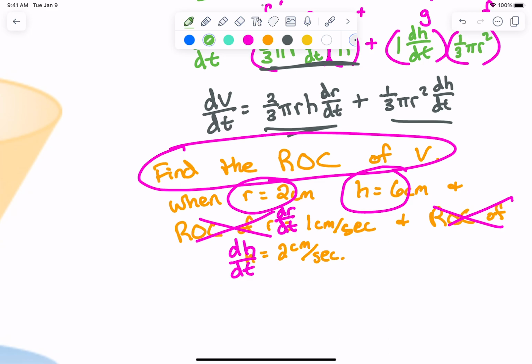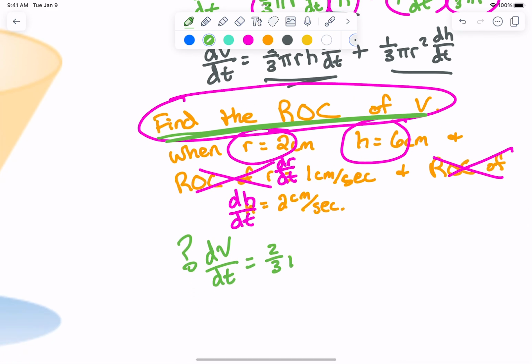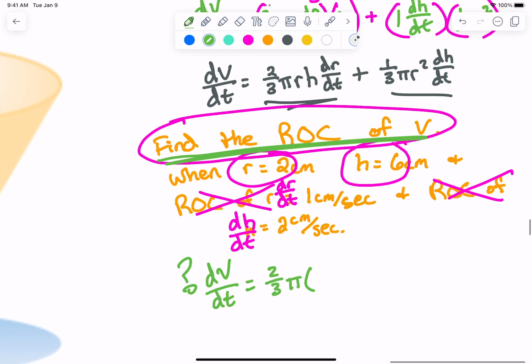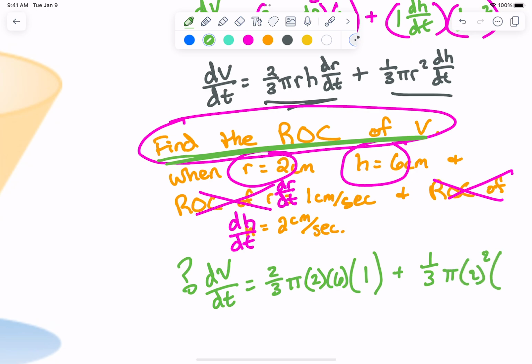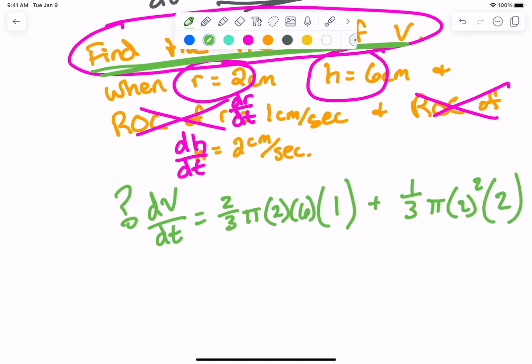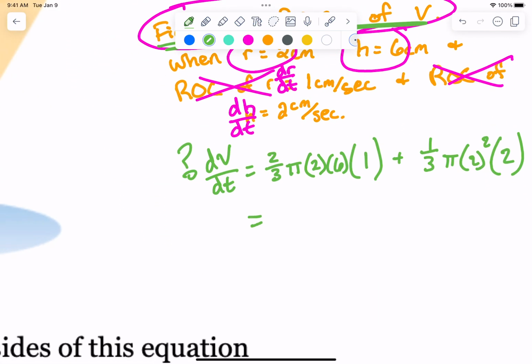What are they asking us to find? The rate of change of the volume, which is dv dt, right? So dv dt equals, this is what we don't know, okay? We have 2/3 times pi. What is r? 2. h is 6. Again, you don't have to write this down if you don't want to. dr dt was 1, plus 1/3 pi. r was 2. And dh dt was 2 also. And then we solve that.